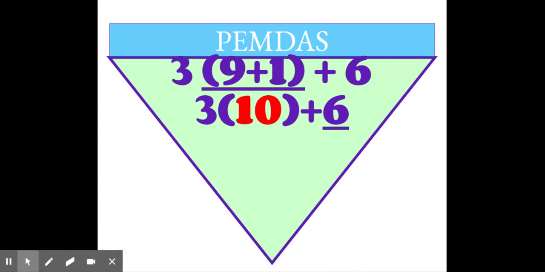And then we have 3 times 10 plus 6. What would we do next? We have solved what's inside of parentheses. We don't have any exponents. We don't have any division, and we don't have any subtraction. But we must solve from left to right. Multiplication comes before addition. So we have to multiply 3 times 10 first. 3 times 10 is 30.